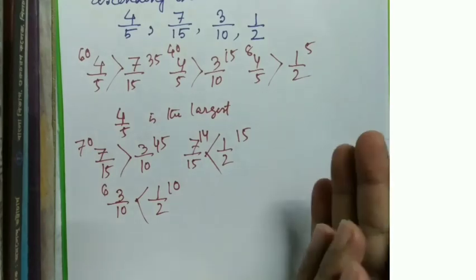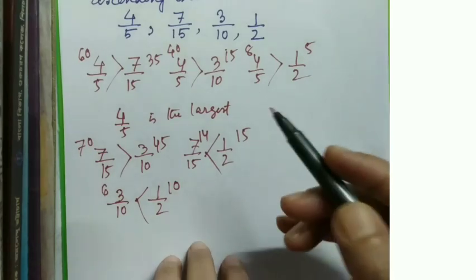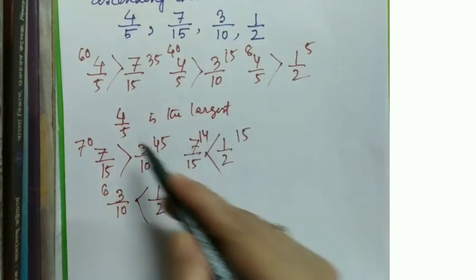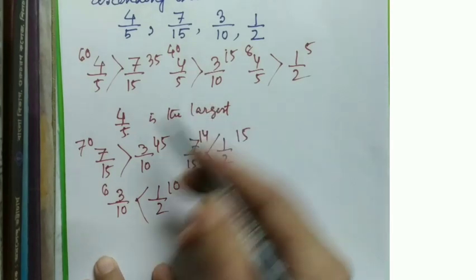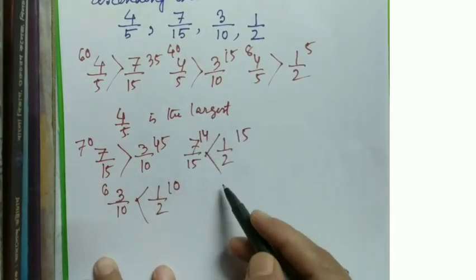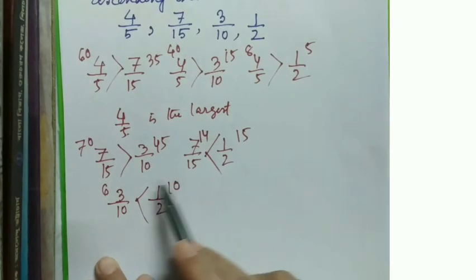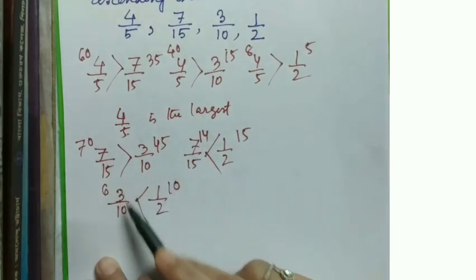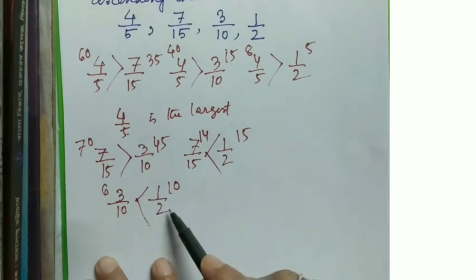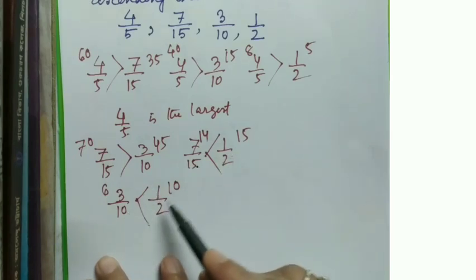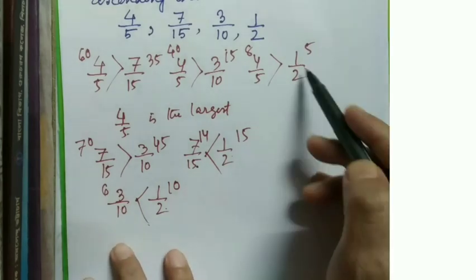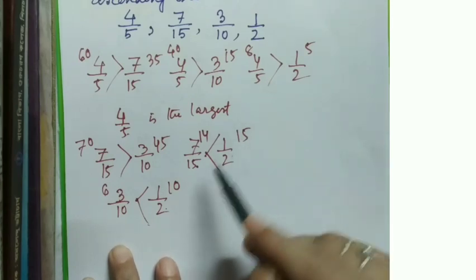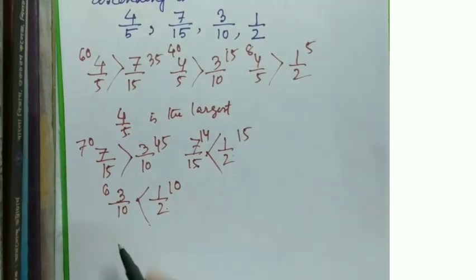Which one is the smallest one? Which one is second smallest or largest one? Second largest, third largest, like this. Yes, 4 by 5 is the largest one, and in second position which one will be there? You see, 7 by 15 is greater than 3 by 10. Again 3 by 10 is less than half. That means half is greater than 7 by 15, half is greater than 3 by 10. Only half is less than 4 by 5. That means half will be in the second position.